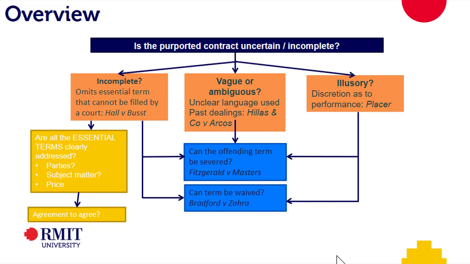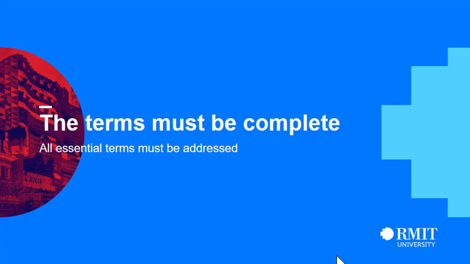And then the last question we ask is, is it meaningful? Is it a real promise? Because if a party has very broad discretion as to performance, and accordingly there's an illusory promise, then we don't have sufficient certainty, but we won't have consideration either. They fit in the same space. So let's start by looking at whether or not the terms are sufficiently complete.